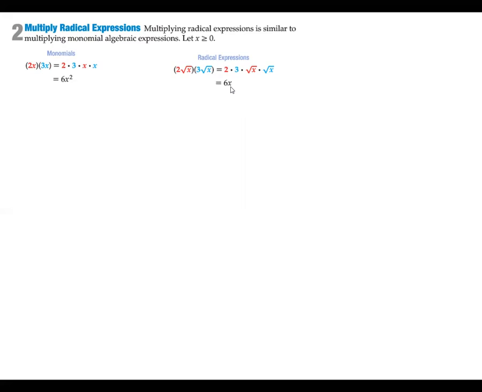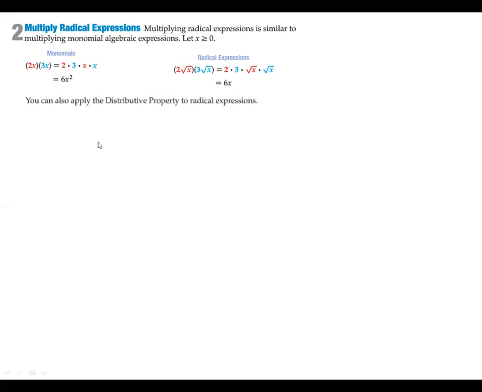Now, theoretically, you should write that as 6 absolute value of x. But that's why I said let x be greater than or equal to 0 is important. Because since they said that x has to be greater than or equal to 0, you don't need the absolute value because x can't be negative anyway. Okay? But if they didn't specify that, then x could be positive or negative, and you would need the absolute value on that one. Okay?